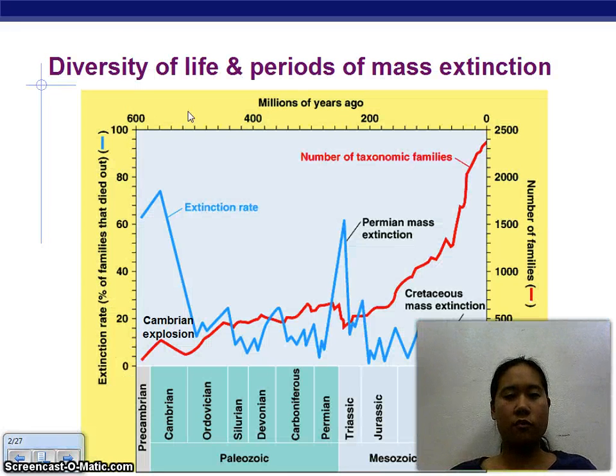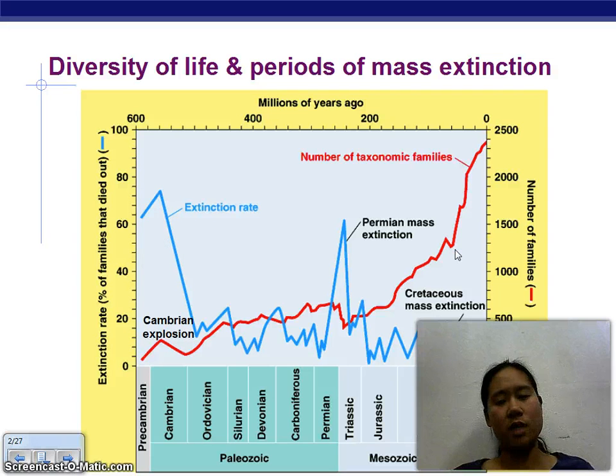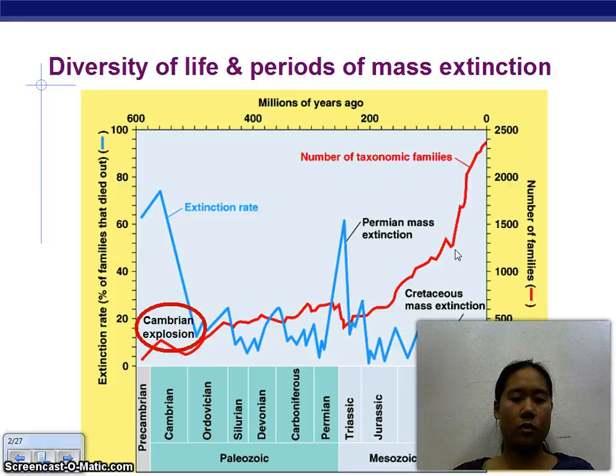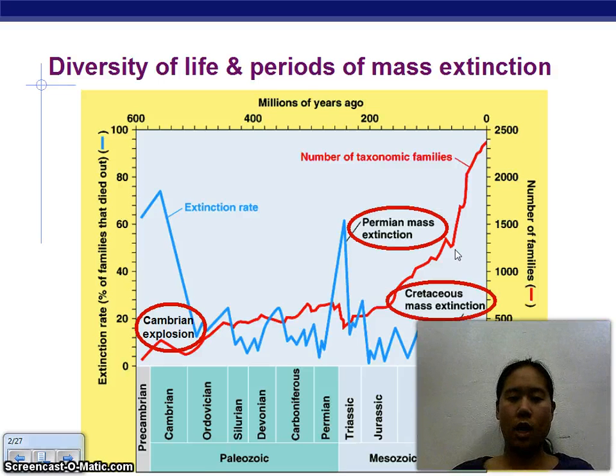So just for your reference, we have extinctions, and they happen at different points in time. Extinctions are mass changes where we lose a lot of biodiversity in an area. So there's the Cambrian explosion, where we had a lot of different families, the Permian, and the Cretaceous.